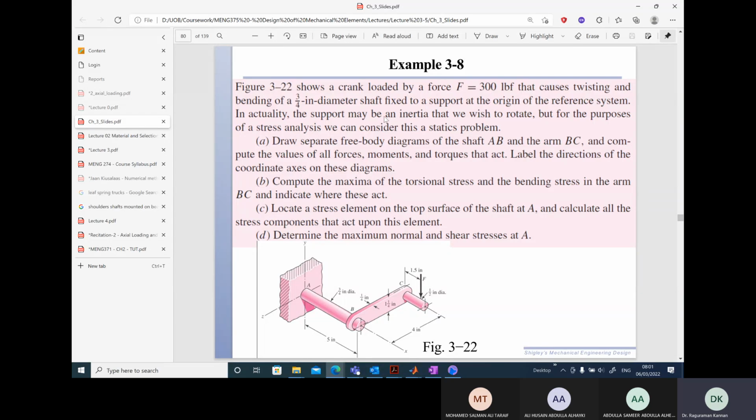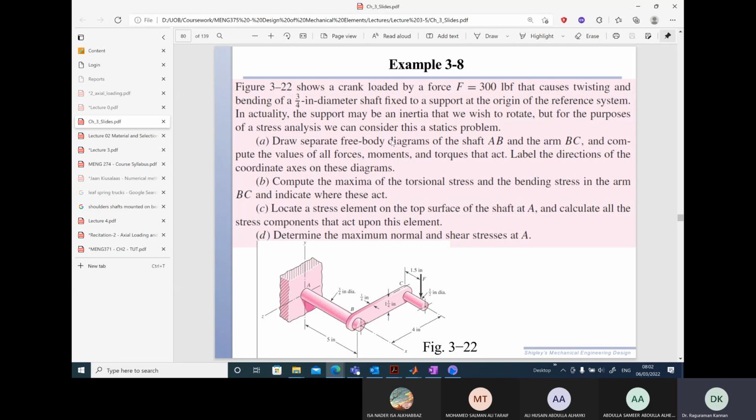In actuality, the support may be an inertia that we wish to rotate, but for the purposes of stress analysis, we can consider this as a statics problem. So basically, what we are saying is when you apply this force due to inertia, there will be some twist happening on the shaft, but we cannot do dynamic analysis. So in design, what we do, we approximate this problem as a static problem by fixing this other end.